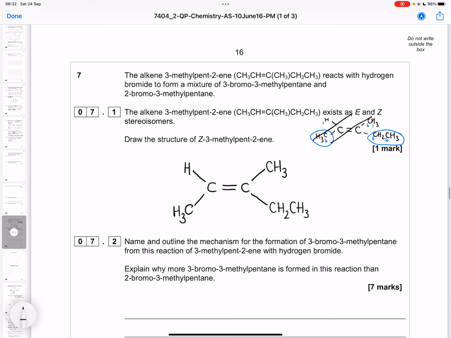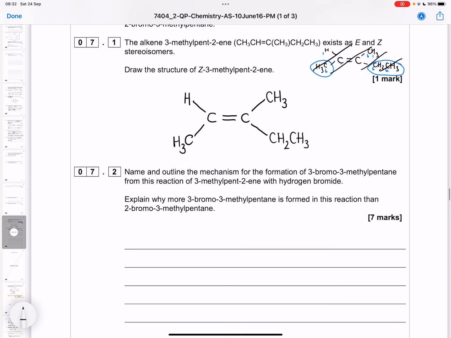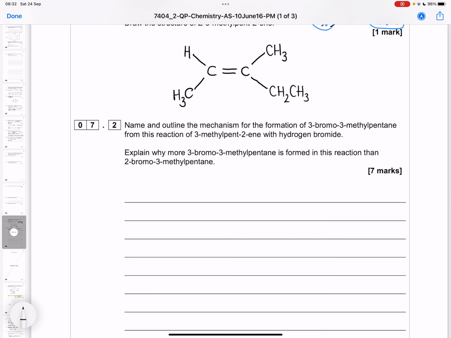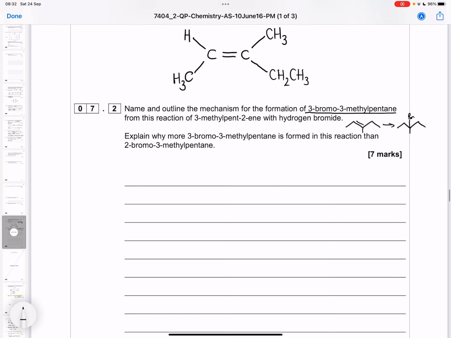Okay, this was just my working out, so I can cross through that for the exam board and then move on. Name and outline the mechanism for the formation of 3-bromo-3-methyl-pentane. So I'm going from my 3-methyl-pent-2-ene and I'm ending up at 3-bromo-3-methyl-pentane. Unfortunately they've given us lines here in which to draw a mechanism, which is not the easiest, but we can draw over the lines.